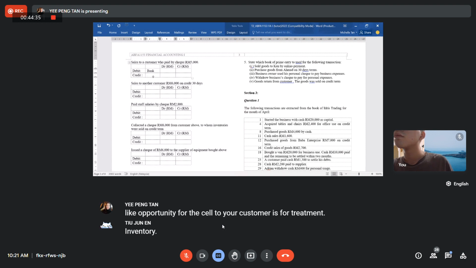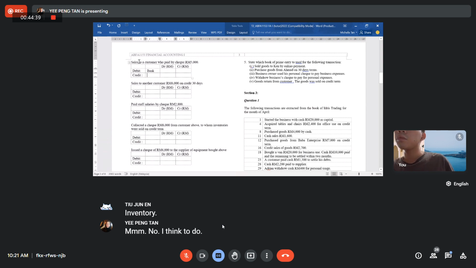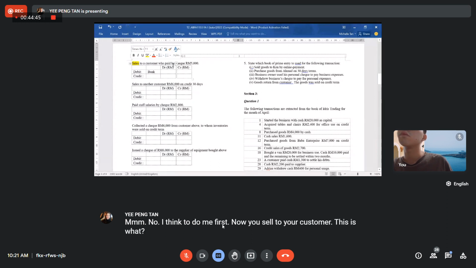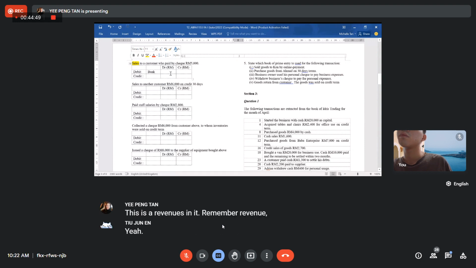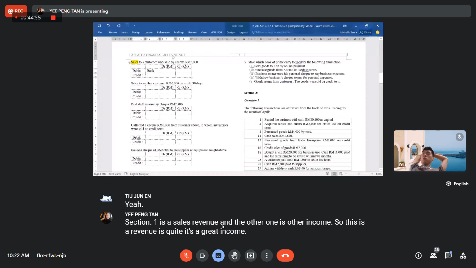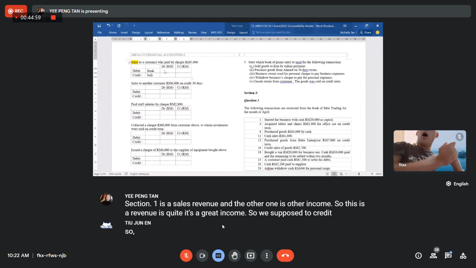Inventory. No. Nothing to do with your inventory first. Now you sell to your customer. Sales is what? Sales. Sales is a revenue, isn't it? Remember, for revenue we have two sections. One is sales revenue and the other one is other income. So this is revenue, it's income, so we are supposed to credit sales.